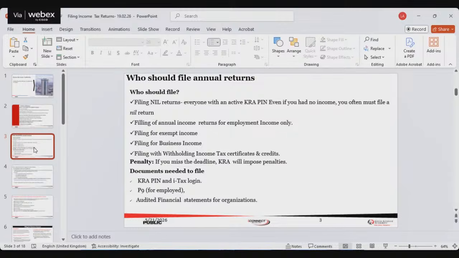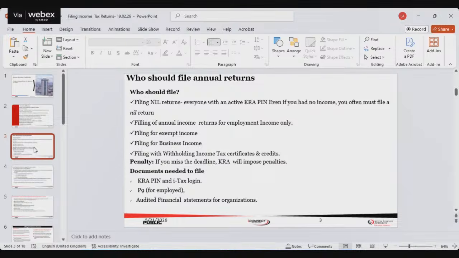So failure to file the return, there will be a penalty which will be applicable. The penalty will depend on the PIN that you have. If you are an individual with a PIN which starts with an A, then the penalty will be 2,000 per year. If you are an entity, an organization, or a company with a PIN which starts with a P, then the penalty will be 20,000 per year.